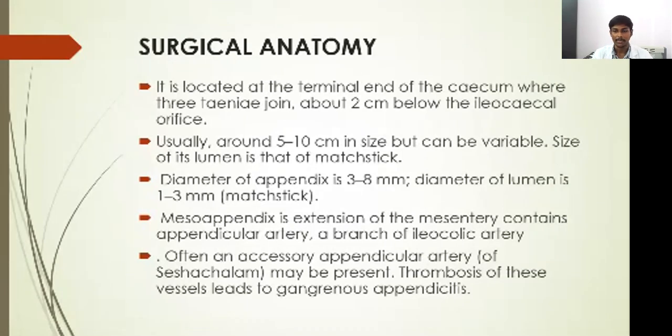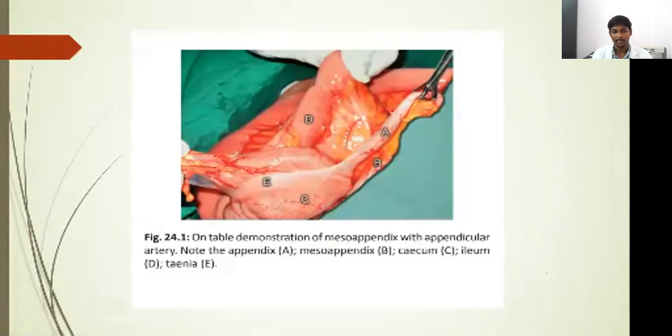Mesoappendix is the extension of the mesentery and contains the appendicular artery, a branch of the ileocolic artery. Often an accessory artery of the appendix is present, which is called the artery of Sheshachalam. Thrombosis of these vessels leads to gangrenous appendicitis. This is the on-table demonstration of mesoappendix with its appendicular artery.